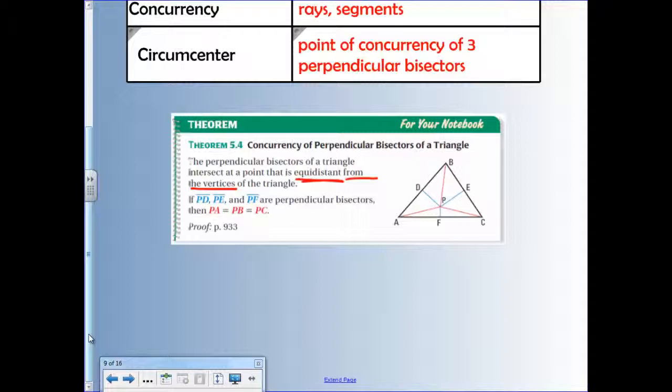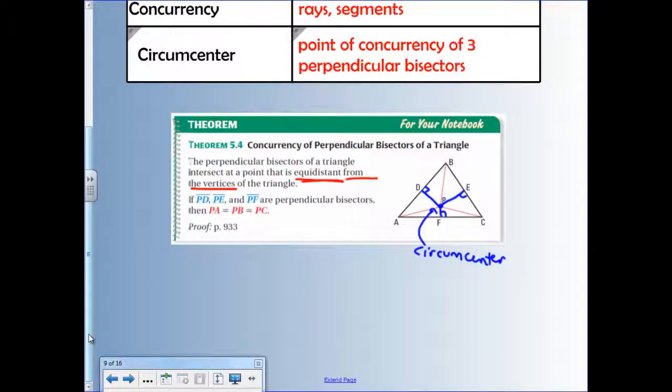Or on the back side of your note sheet. Equidistant from the vertices. What are the perpendicular bisectors in that picture? The red or the blue? The perpendicular bisectors are the blue. Good, Kaylee. This is a perpendicular bisector, this is a perpendicular bisector, and this is a perpendicular bisector. This place where they all three intersect, that is called the circumcenter.